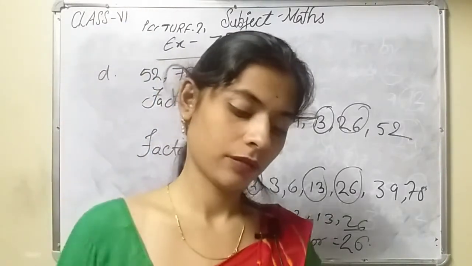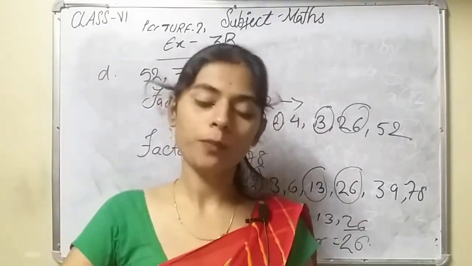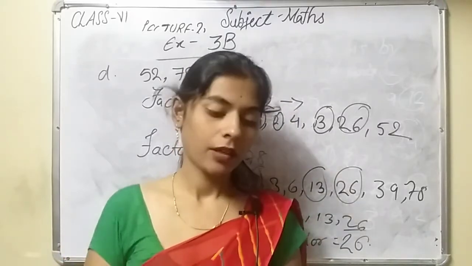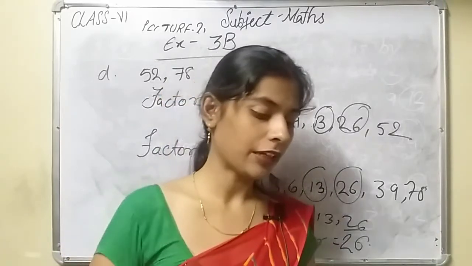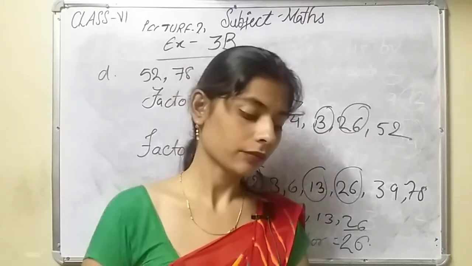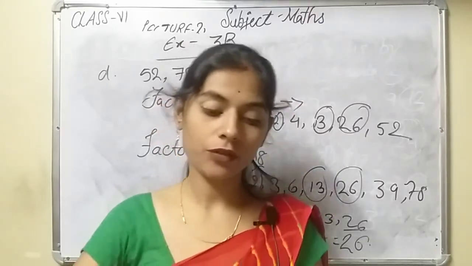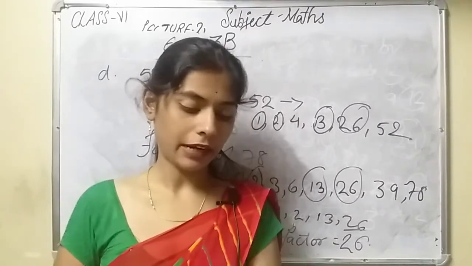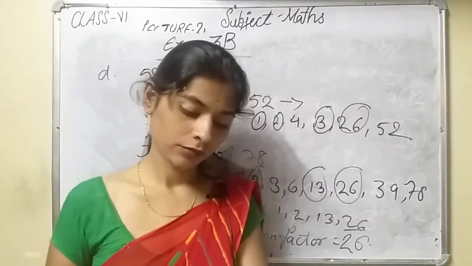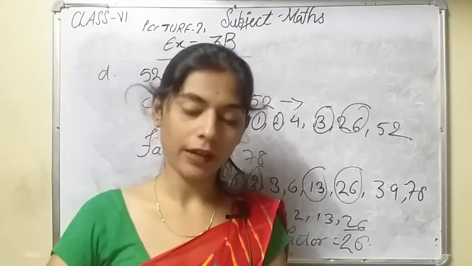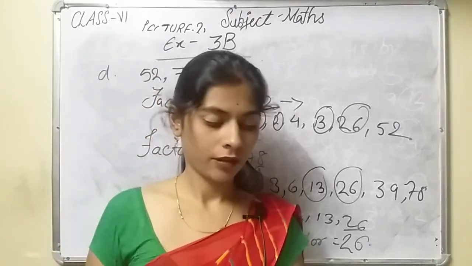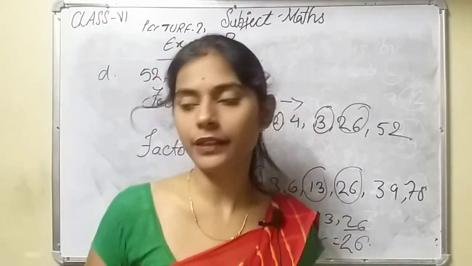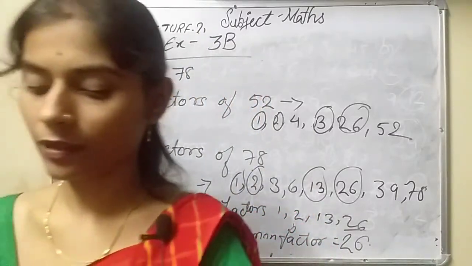Now see, the remaining questions do by yourself. First of all, read the concept given here. Solve the examples. Try to solve them in your rough copy. Then in the next lecture we will start our next topic, more methods of finding HCF. So okay, we have completed our exercise 3B.